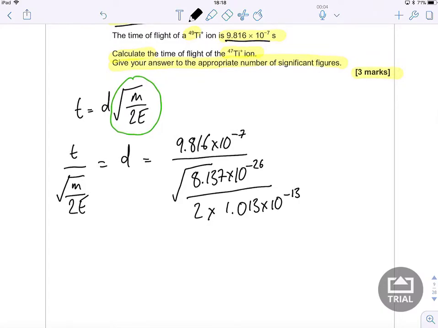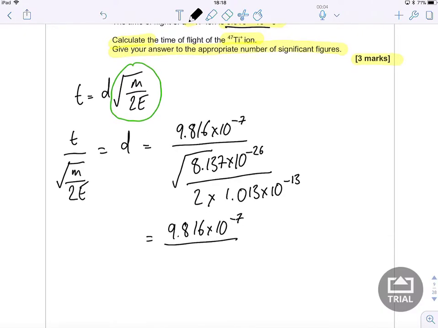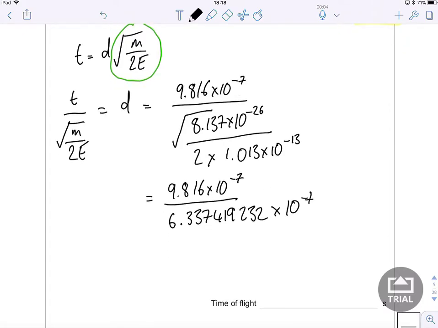Okay, so I could do this in my calculator. Again, if it's an exam, I'd take it in steps. So I'm going to sort out this sum on the bottom, keep my top number the same, and then divide by the square root of this divided by this, which gets me 6.3374 times 10 to the negative 7. Once I've done all that in my calculator, that gets me an answer of 1.549 meters.